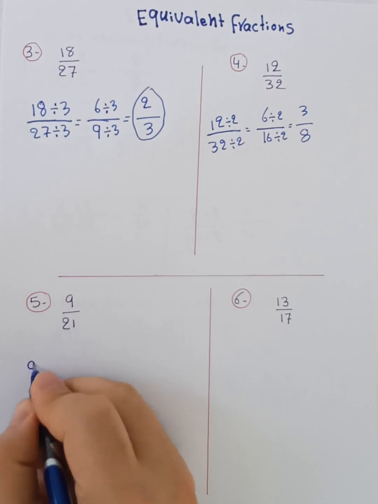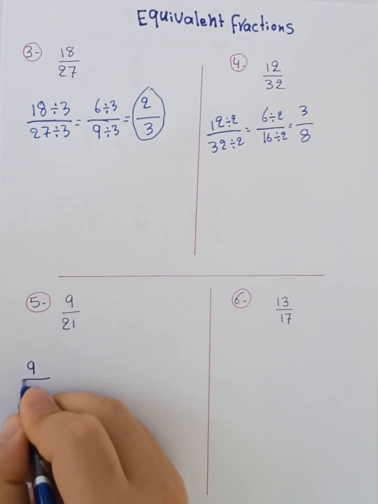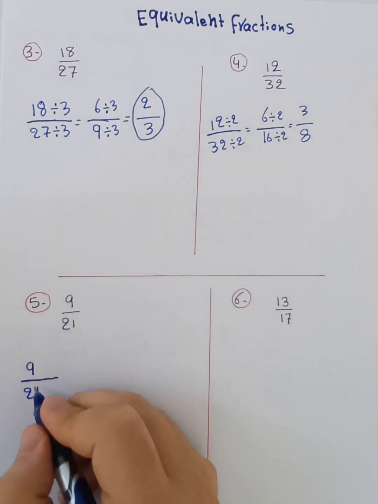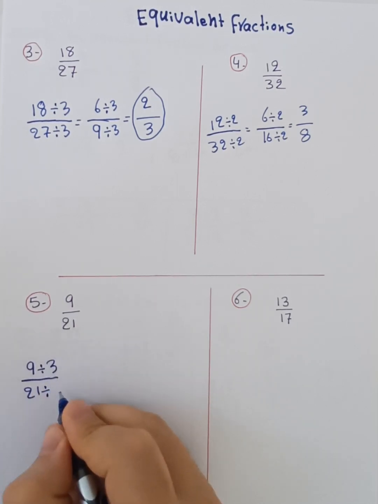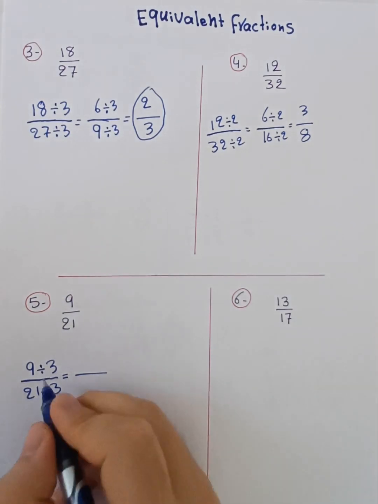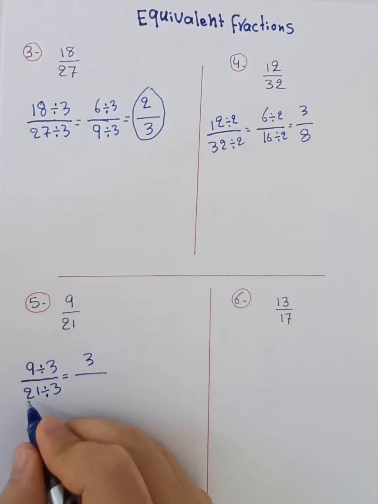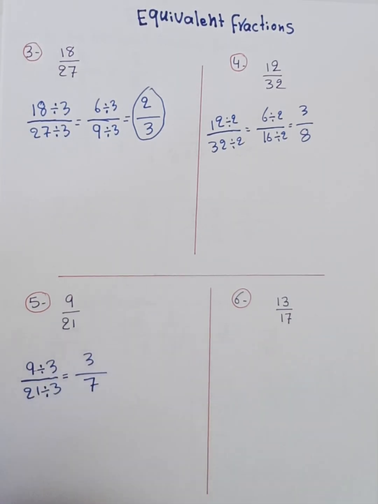Example number 5, we have 9 out of 21. If we think both are multiples of 3, we can divide both by 3. 9 divided by 3 is 3, 21 divided by 3 is 7. So 3 out of 7 is the simplest form for 9 out of 21.